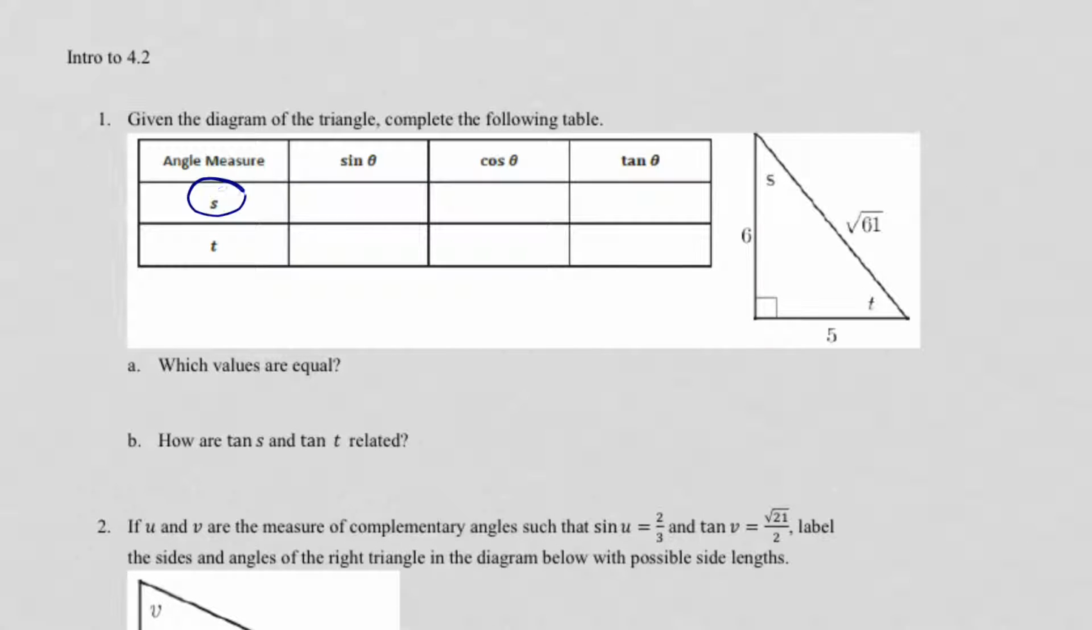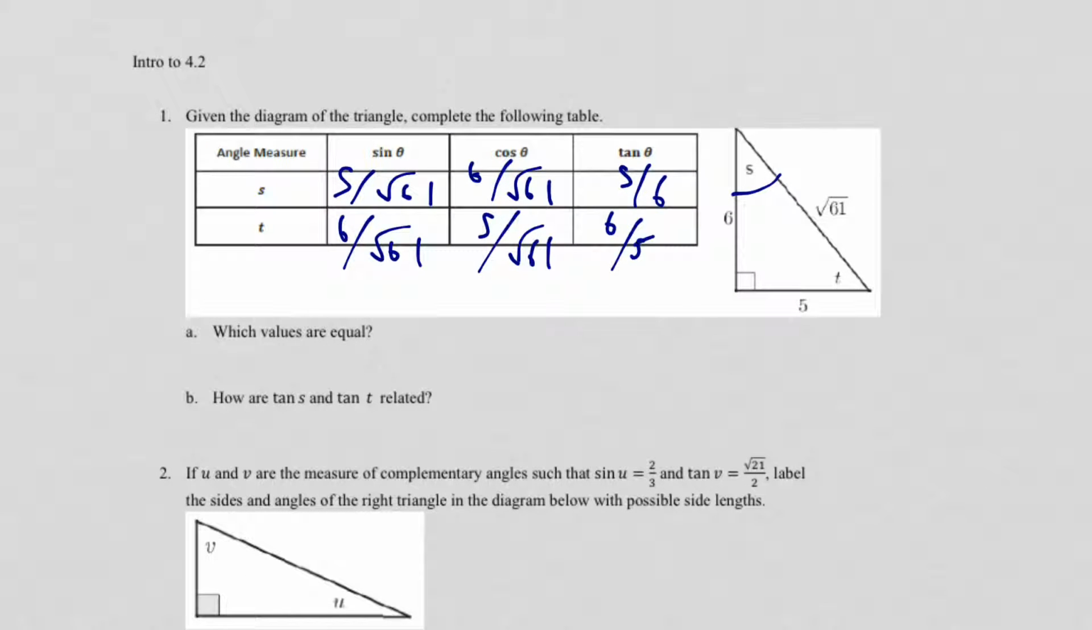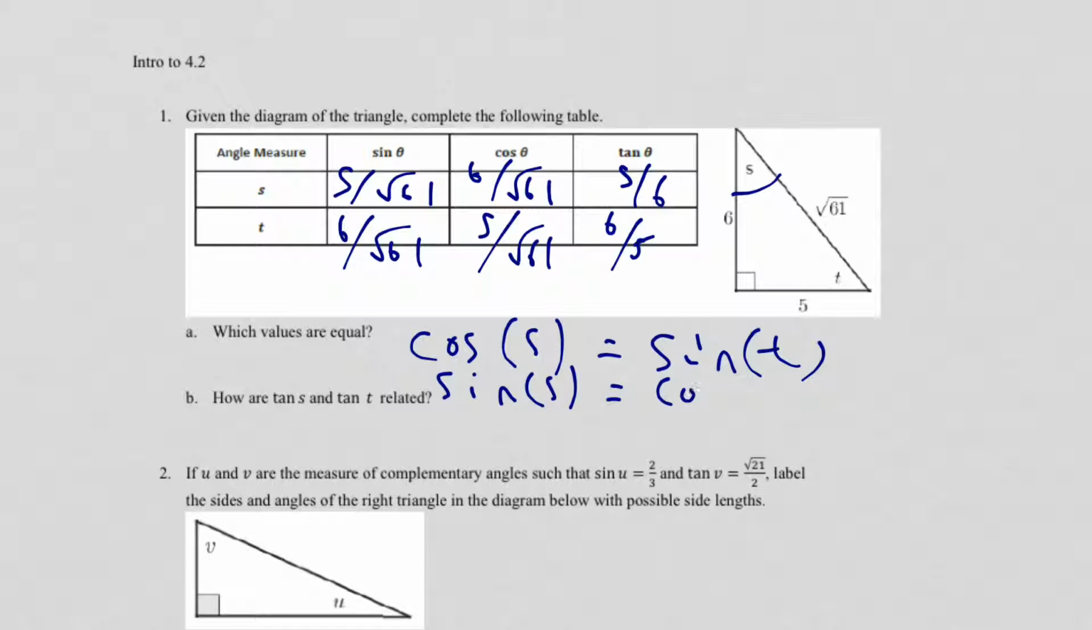Oh yeah, angle S, angle T. Okay, here's S. Which values are equal? Cosine of S is equal to sine of T. Sine of S is equal to cosine of T. How are tan S and tan T related? They are inverses, or reciprocals. Actually, they are reciprocals would be the better answer. The reason we're not saying inverses is because inverses also imply opposite signs, whereas reciprocal is just everything flipped. So it's a better choice of words there.